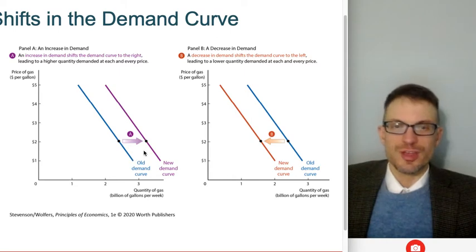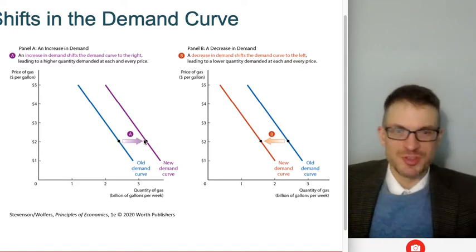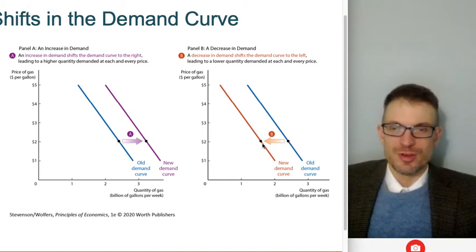So what could do this? Well, think about Darren and demand for gas. Suppose Darren got a less fuel efficient vehicle. Now at every price, Darren's going to be willing to buy a larger quantity, right? Suppose Darren gets a more fuel efficient vehicle. Now at every price, Darren's going to be willing to buy a smaller quantity.